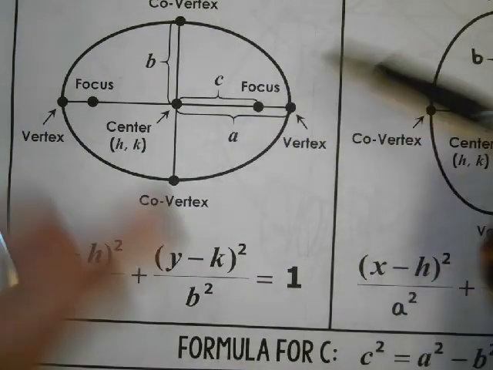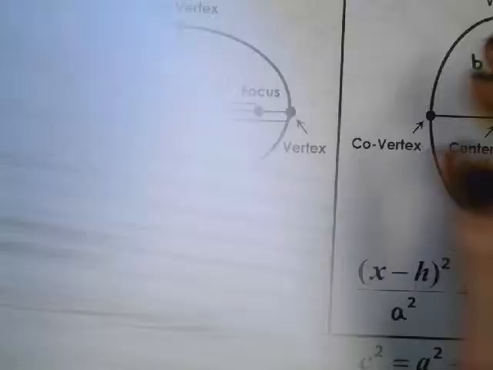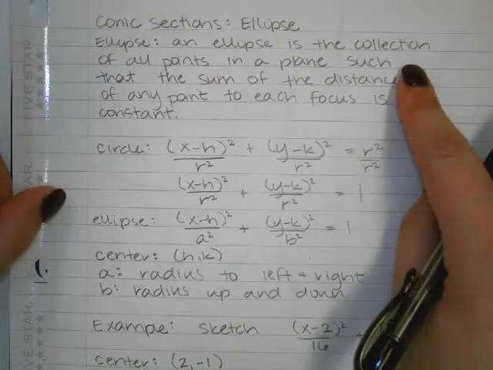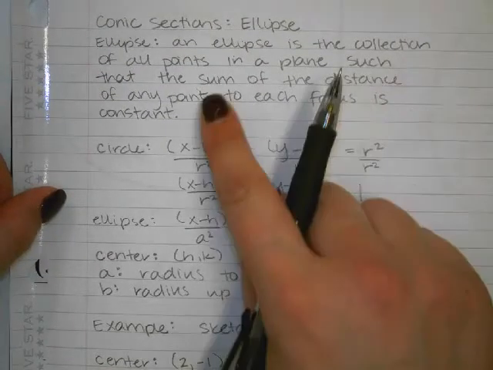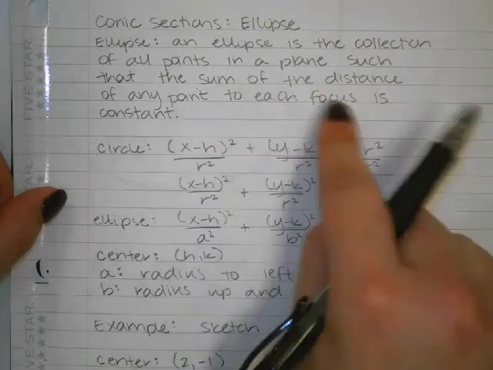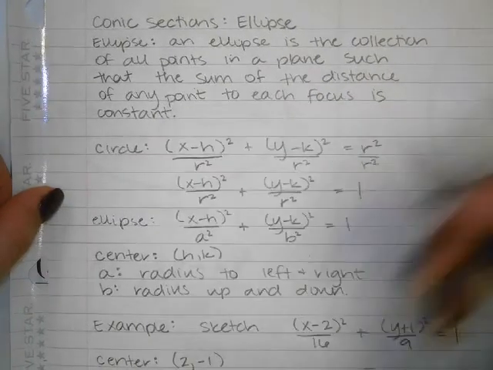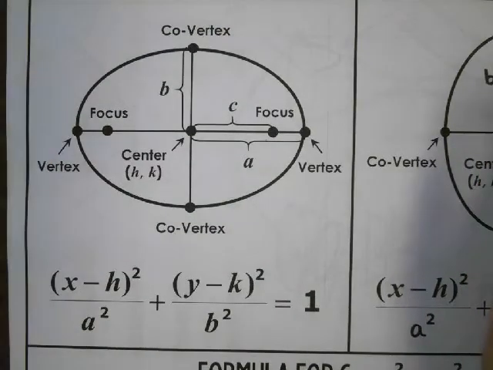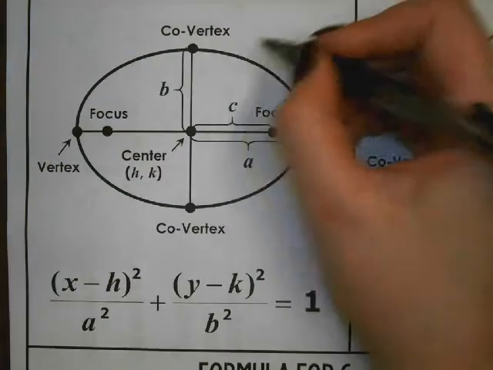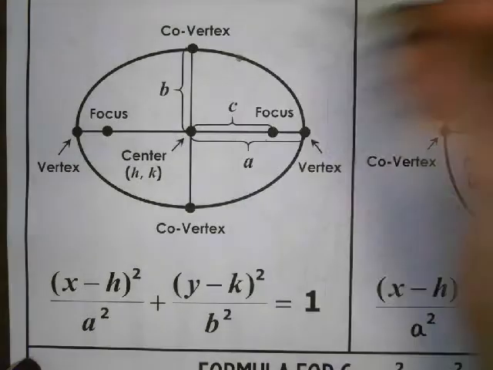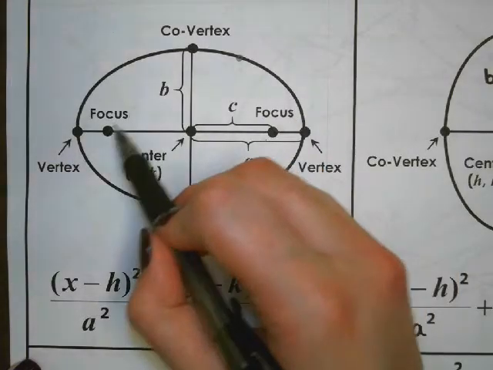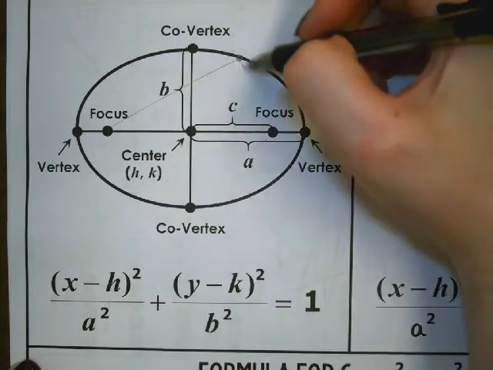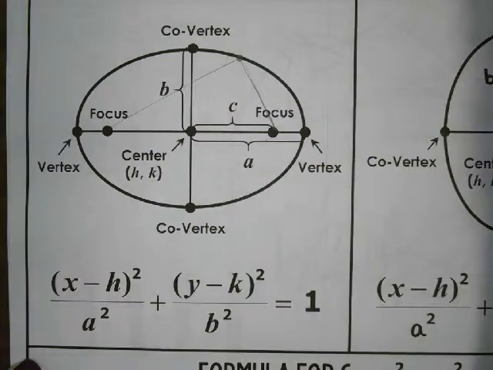So that's what they were talking about in the definition when they said an ellipse is the collection of all points in a plane such that the sum of the distance of any point to each focus is constant. So I'm going to draw this in pencil, and you're welcome to draw it with me, or you can just look while I do it. But let's pick a point, and we would say maybe this point is right here. Then what they're saying is if you take this distance and you add it to this distance, you would come up with some sort of number.